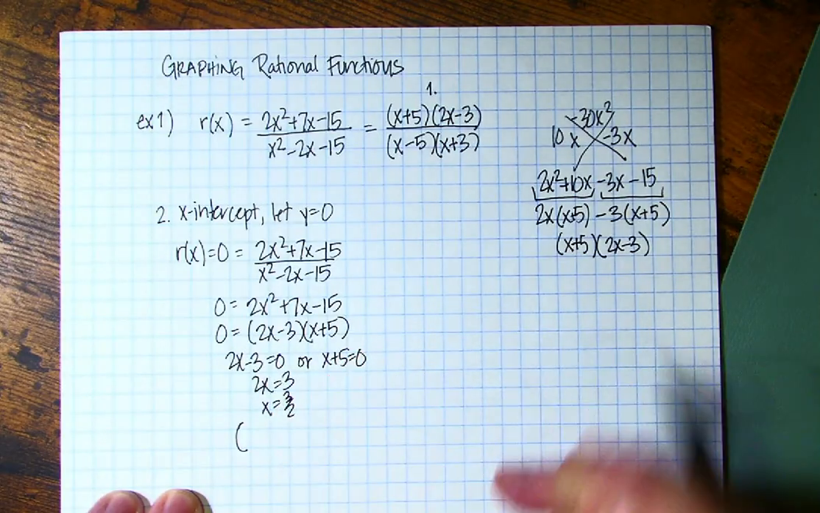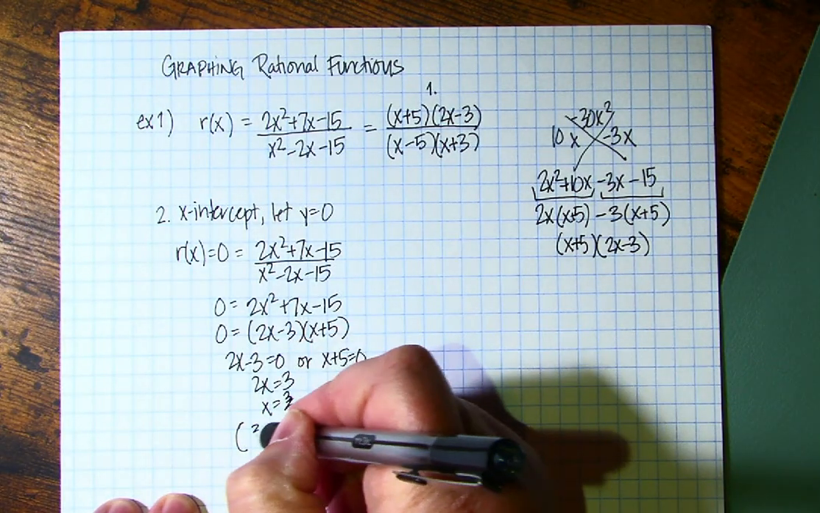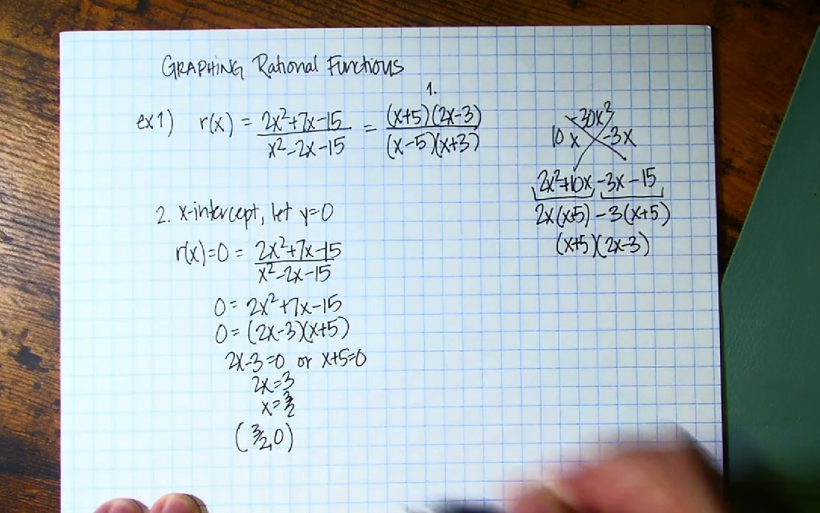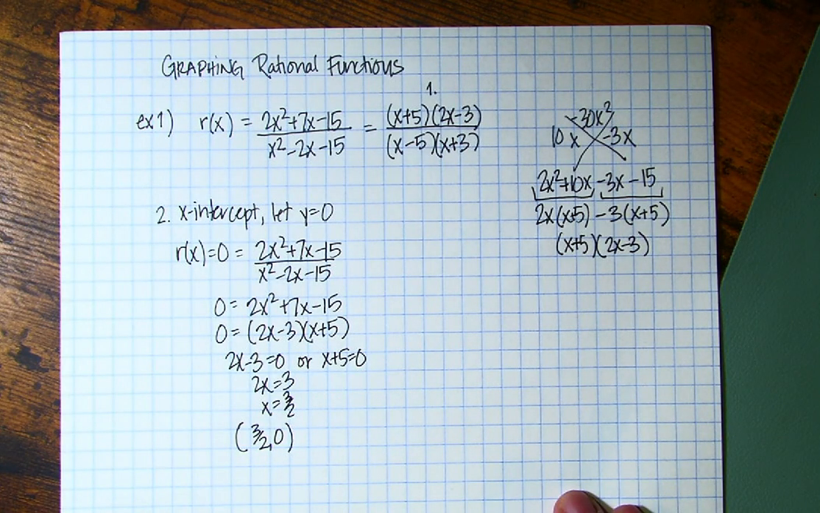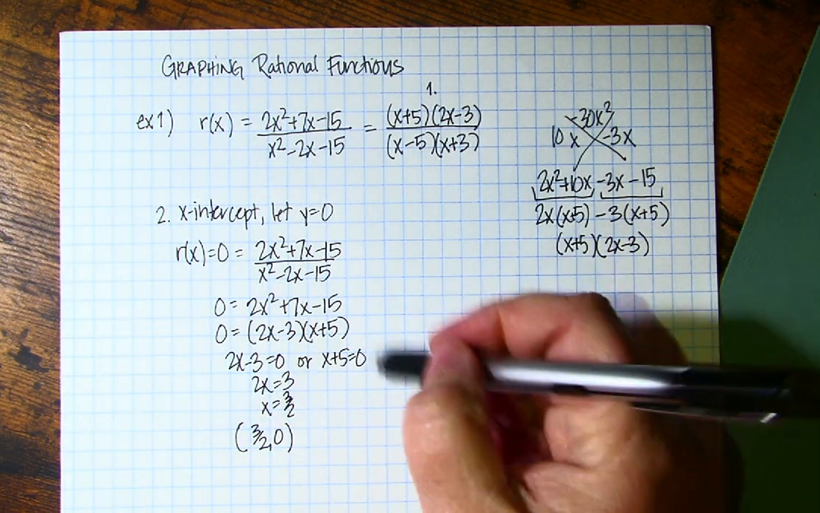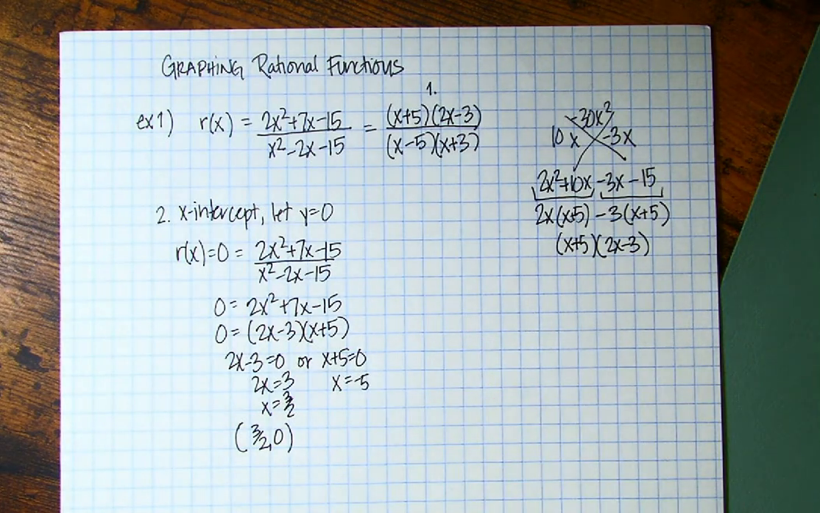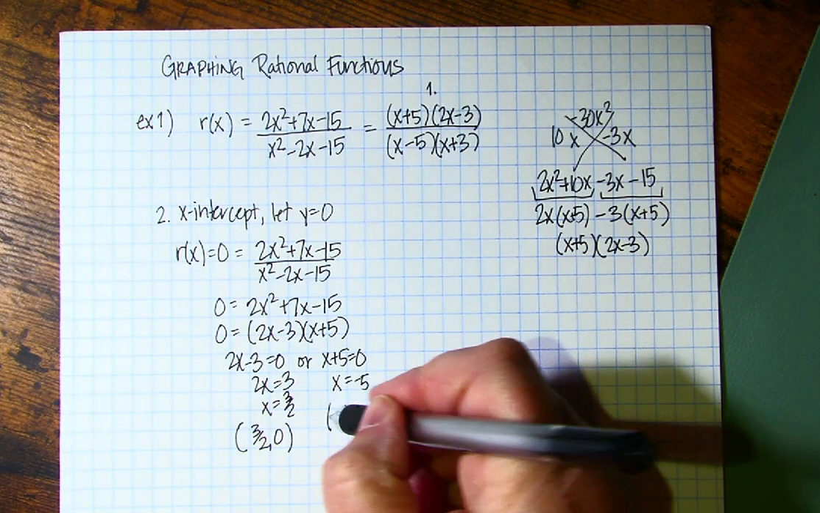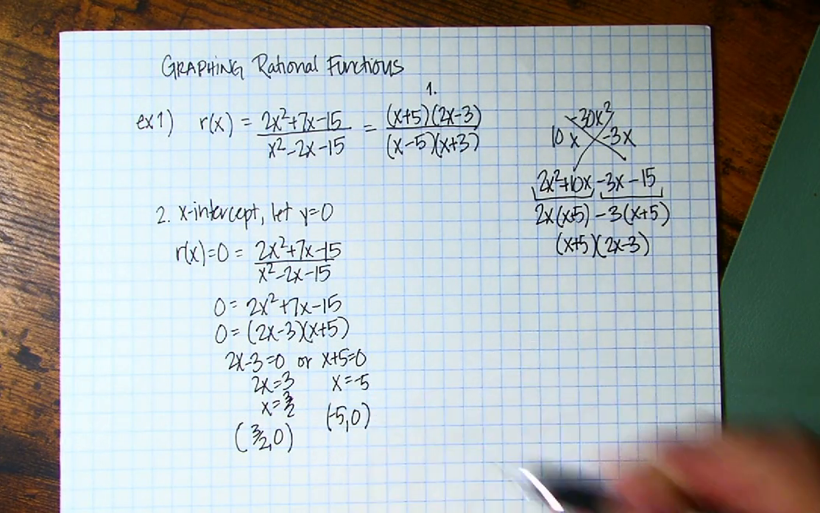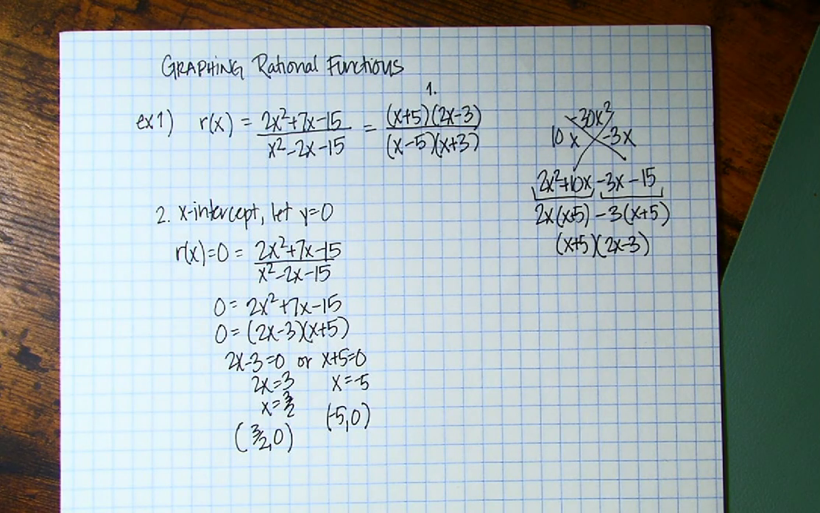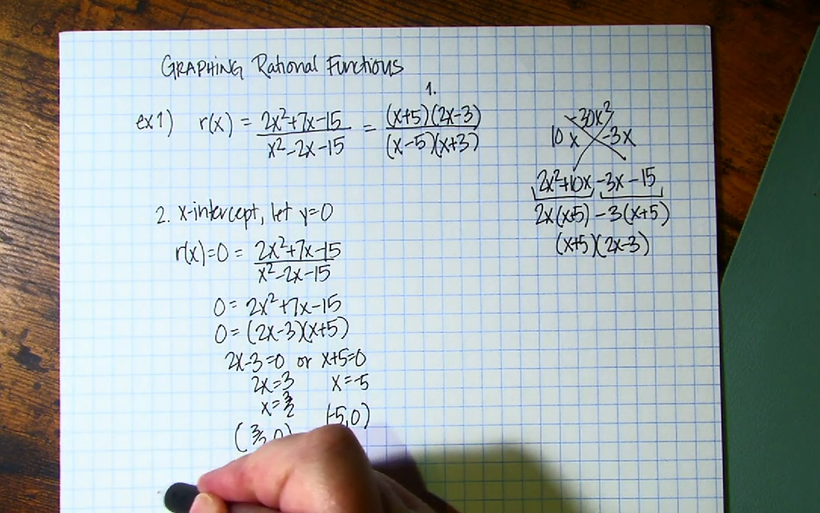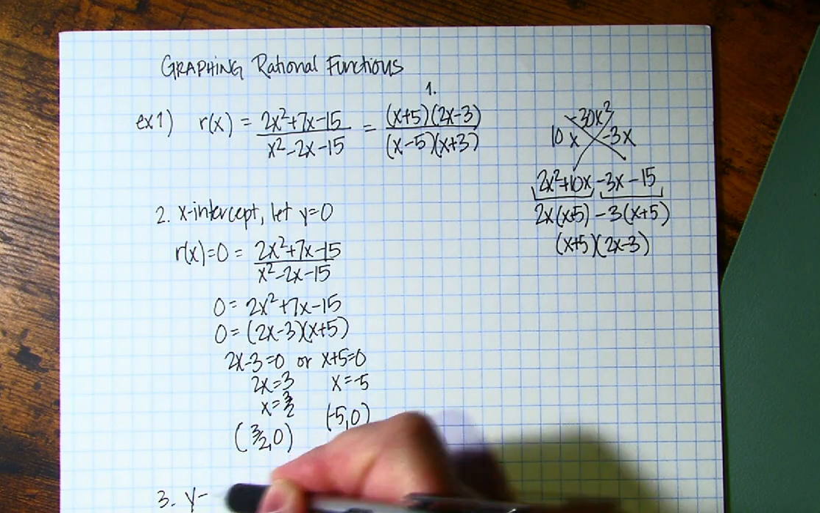This gives us our first x-intercept at 3 halves, 0. That is going to be a solution to the equation and a point on our rational function. Our second one is x plus 5 is 0, meaning x would be a negative 5. So negative 5, 0 would be an x-intercept, and x equal negative 5 would be a solution to our rational function. We also need to find our y-intercepts.